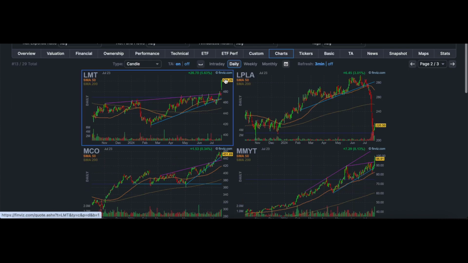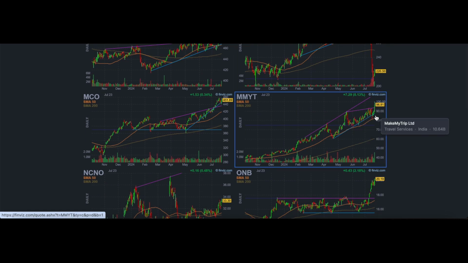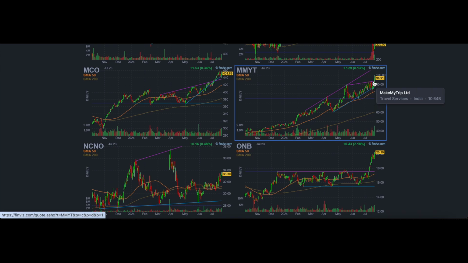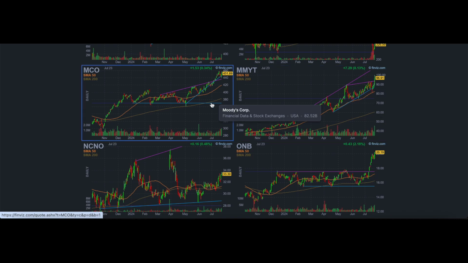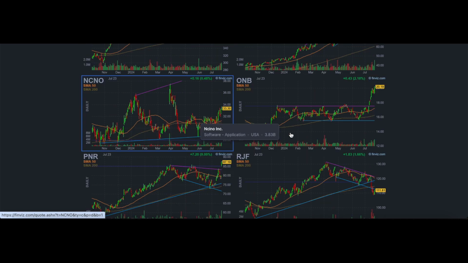LMT, this one looks like it got a very strong breakout today, so that one should be on the list. This one is in a downtrend. This one looks good, getting a very strong uptrend, getting a very strong breakout today. This one is an avoid. This one is an avoid, right? Way too choppy. This one's also choppy.